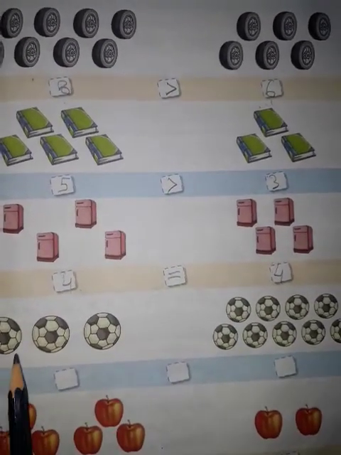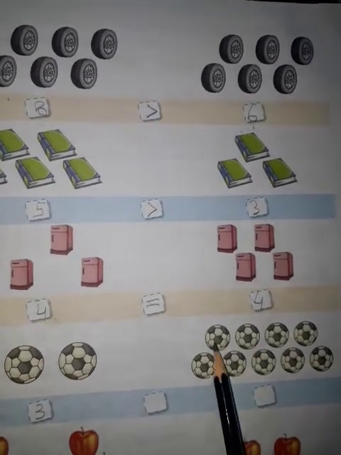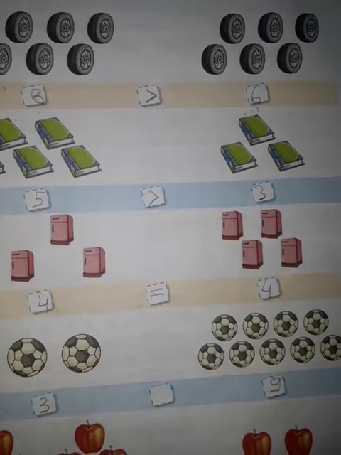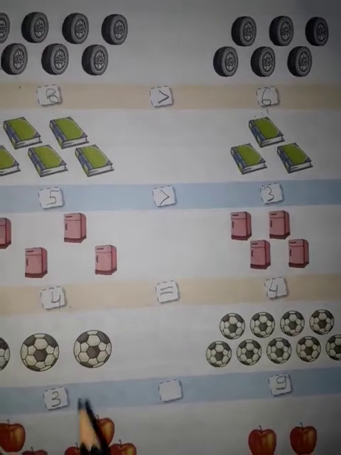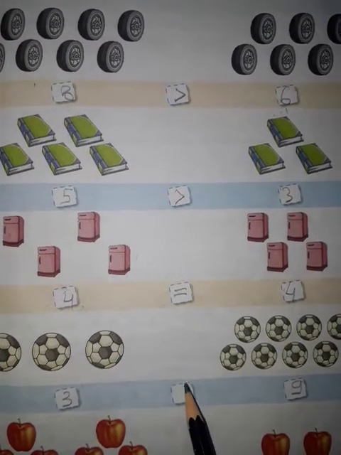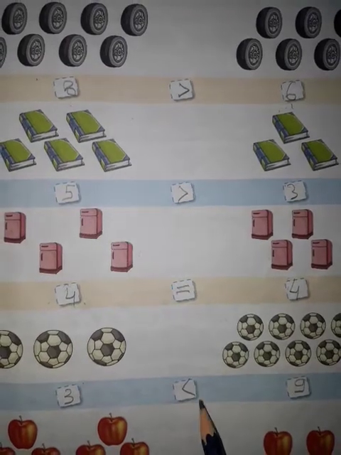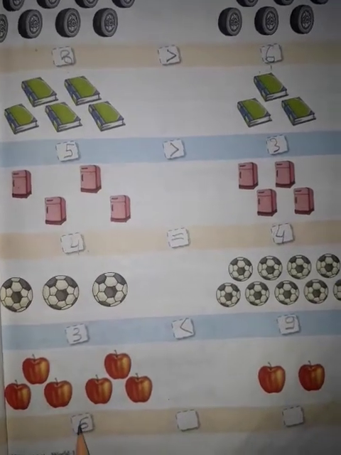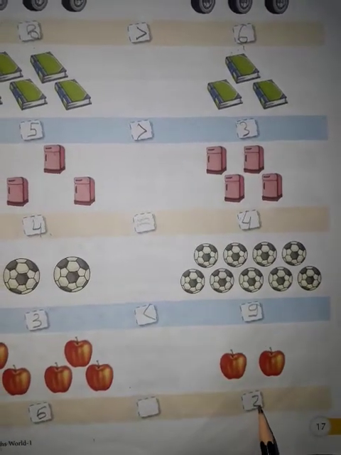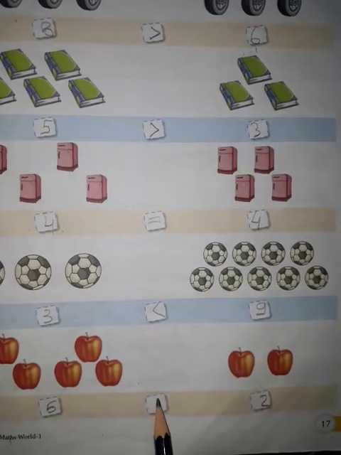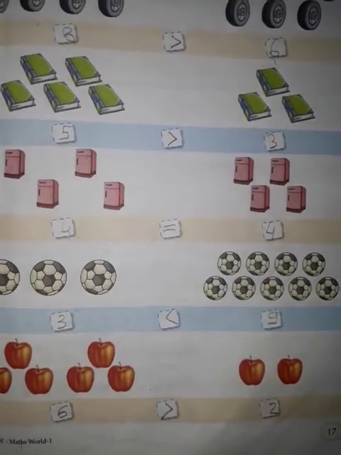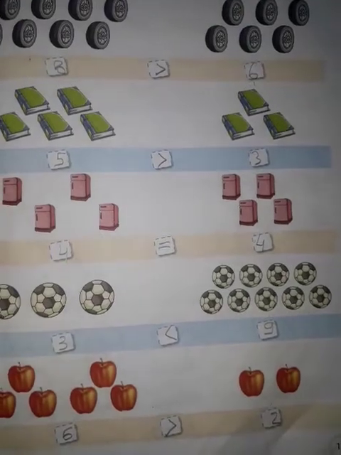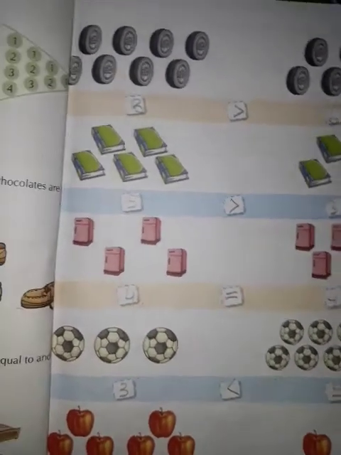And in this picture you can see 3 balls on this side and 1, 2, 3, 4, 5, 6, 7, 8, 9, 9 balls on this side. So 3 is less than 9, so you put the sign of less than. Apples. 1, 2, 3, 4, 5, 6. 6 apples on this side and 2 apples on this side. So 6 is greater than 2, so you put the sign of greater than. I think now you can understand very well how we use the sign of greater than, less than, or equal to.